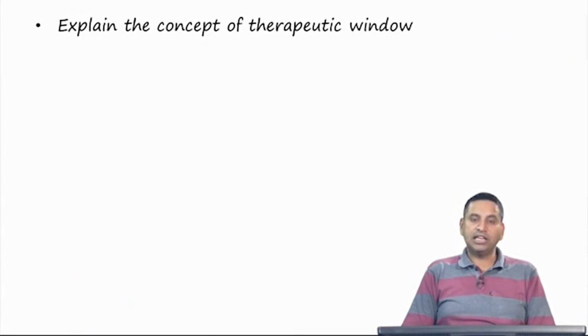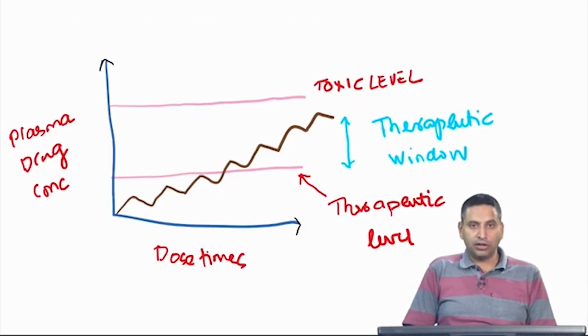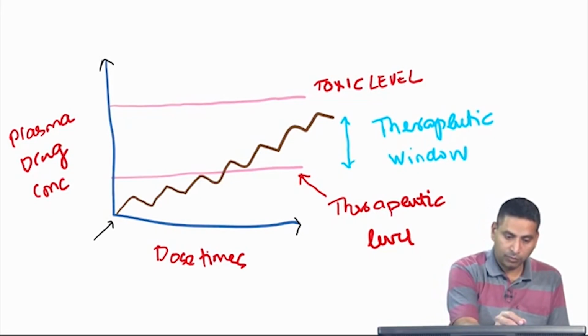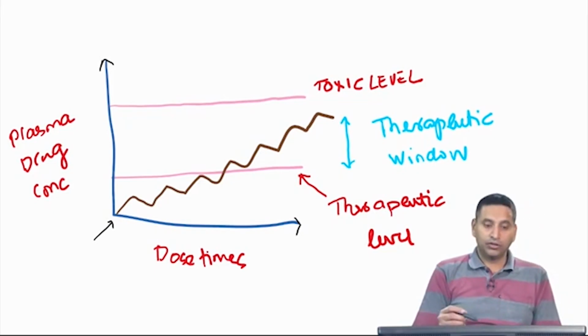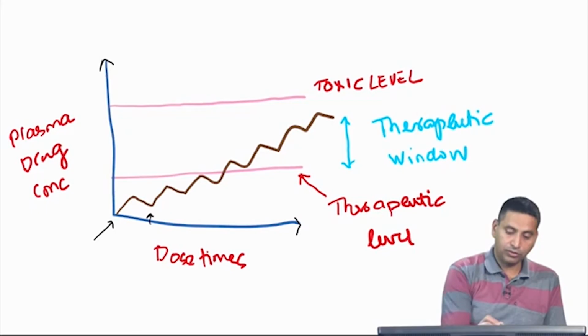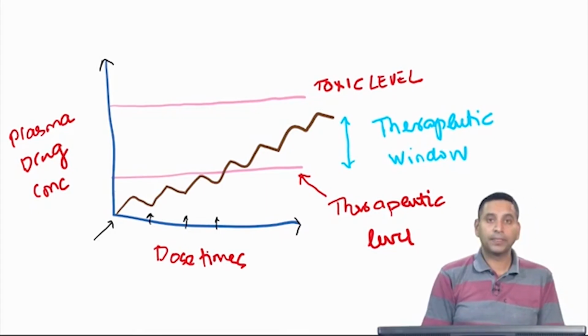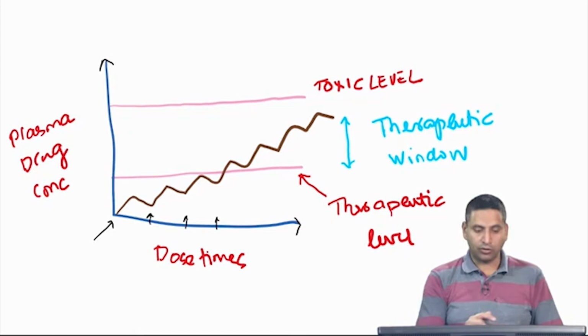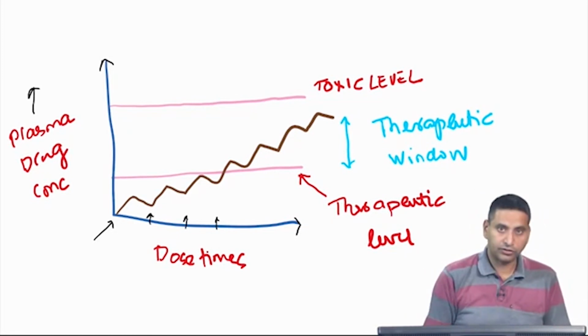The next question is, explain the concept of therapeutic window. In order to address this question, let us draw a plot. When a drug is administered, on the x axis here is the number of doses. Basically you give a dose, and then there is another dose that is given here, another dose that is given here, and so on. And then what we do is measure the plasma drug concentration on the y axis.